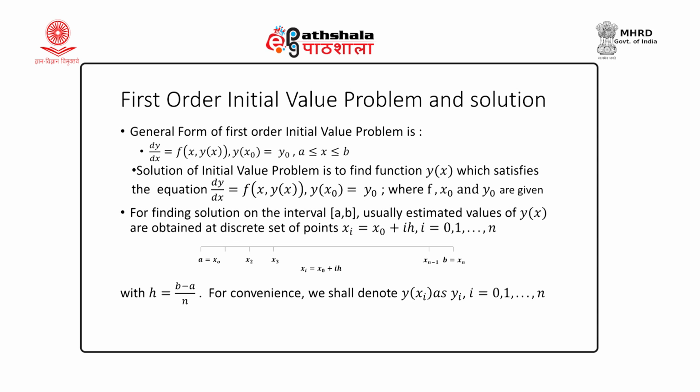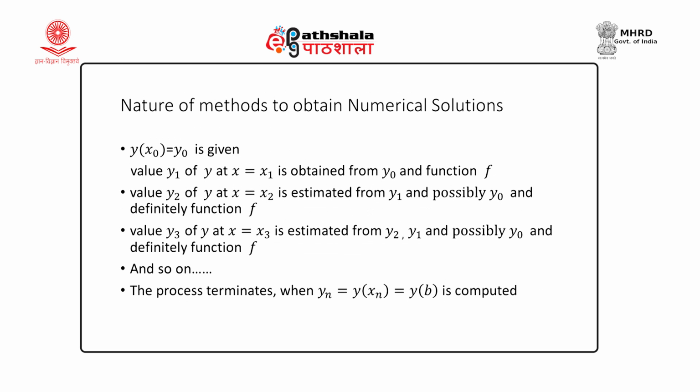Because the step size has to be small, you have already learned in the second chapter, that is the truncation error, step size has to be made small. So step by step from x 0 we go to x 1, x 2, x 3, and we reach the value of y at the point x n. So the method is: y at x 0 equals y 0 is given, we get the value of y at x 1, that is y 1, from the value of y at the point x 0, that is y 0, and the function f.